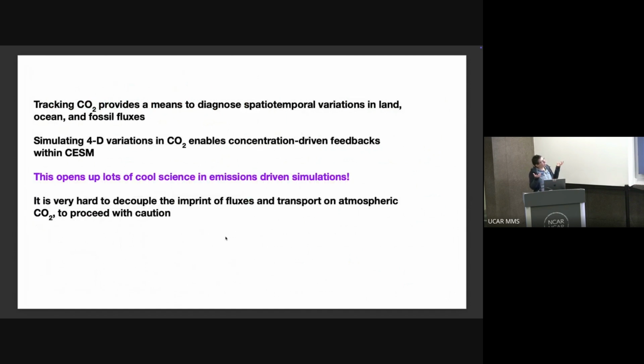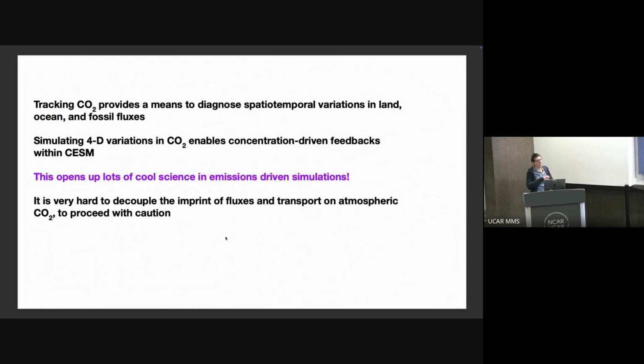So like I said, not a whole lot of new science, but hopefully just a little bit of inspiration about why it matters to track CO2, and how it can complement some of the more local scale or heterogeneous perspectives we get from looking at the land. It enables an ability to better examine these concentration-driven feedbacks within CESM. There are examples of local and regional processes that differ quantitatively when you do versus don't account for these different ways that CO2 can vary in the atmosphere. I think it opens up a lot of cool science in emission-driven scenarios.